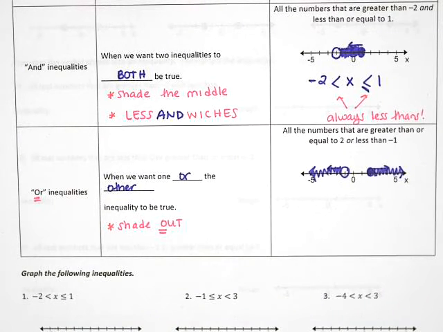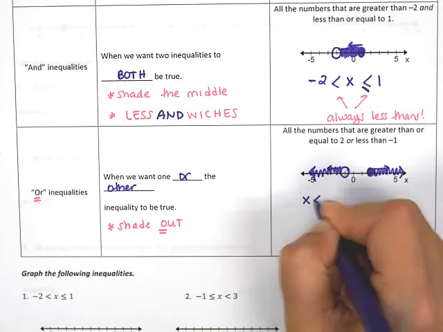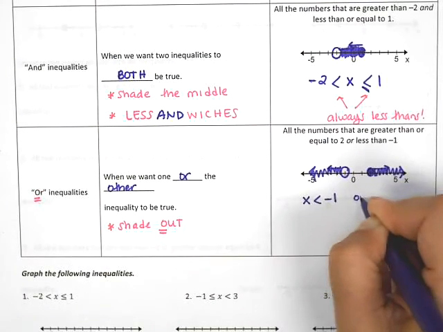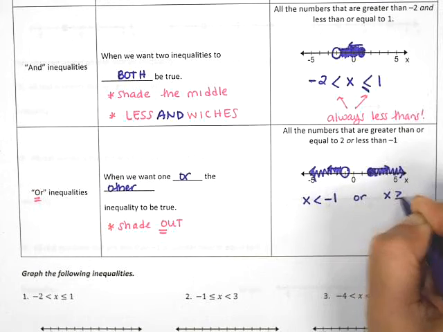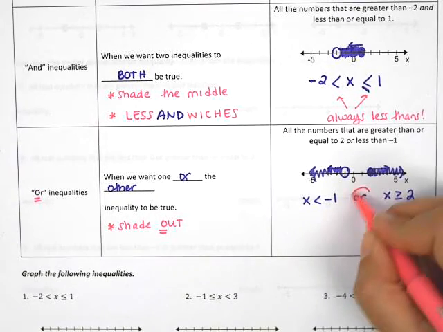Now, how would you write this? Well, instead of the x being in the middle, we've got really two separate shaded areas here. So you just write it as two separate inequalities. X is less than -1, or x is greater than or equal to 2. And the word or is always in the middle.